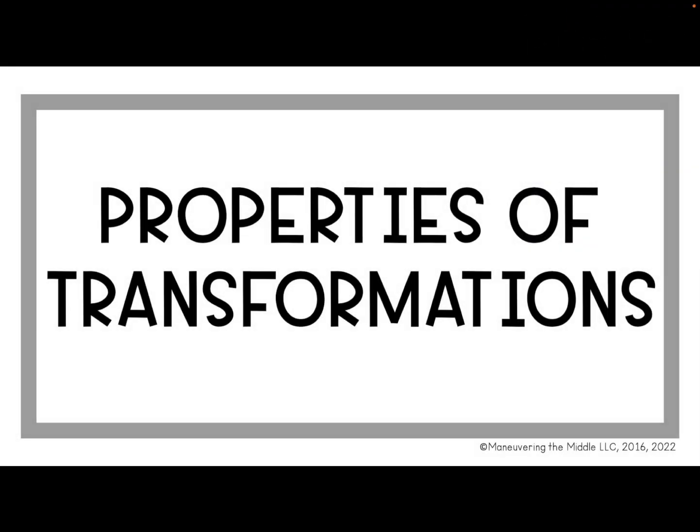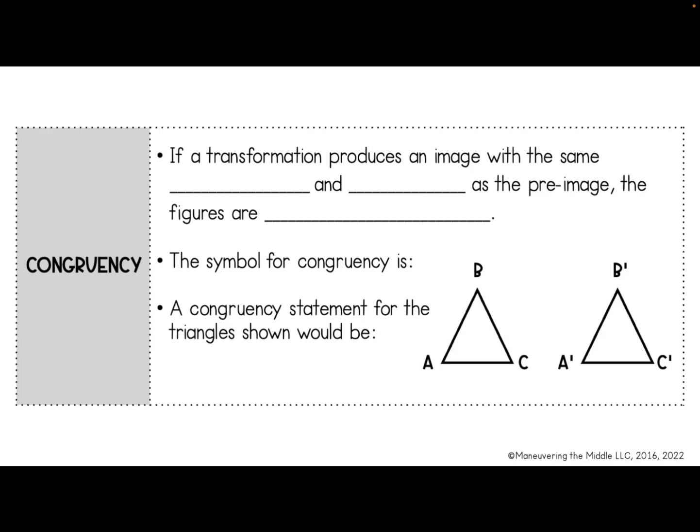Today we're going to talk about properties of transformations. To begin with, let's review. We've talked about congruency. If a transformation produces an image with the same size and shape as the pre-image, the figures are congruent. Now the symbol for congruency is the equal sign with the tilde above it.